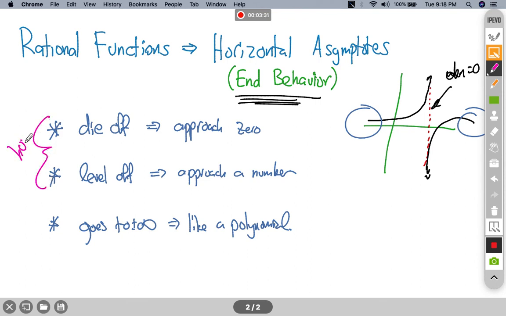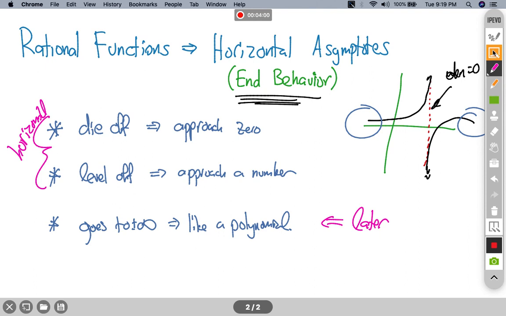These are horizontal, because if it's approaching 0 or approaching a number, it's going to flatten out, and that's that horizontal asymptote. These ones here where you're going up or down to positive or negative infinity, we're going to look at later, in another video. So we're going to just focus on these two ideas, where it dies off and where it levels off.